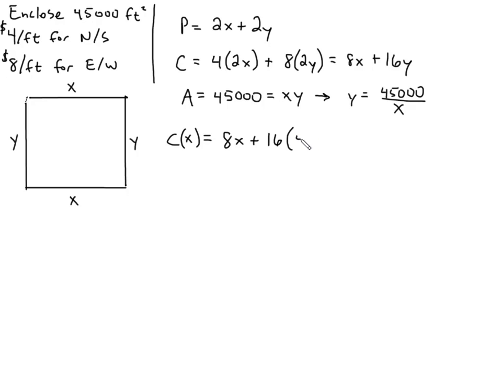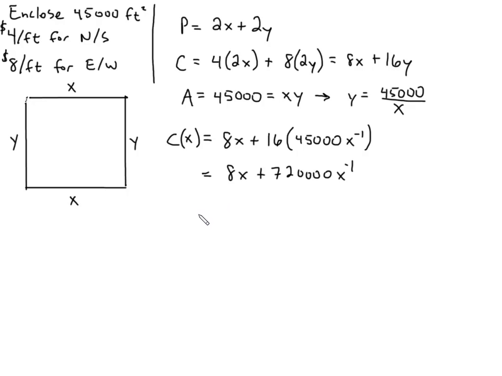I'm actually going to write this as 45,000 x to the minus 1 power. It's going to make it easier to take the derivative of this thing. So that's going to be 8x, and let's simplify this a little bit. 16 times 45,000, put that in the calculator, is 720,000. So this is going to be plus 720,000 x to the minus 1 power.